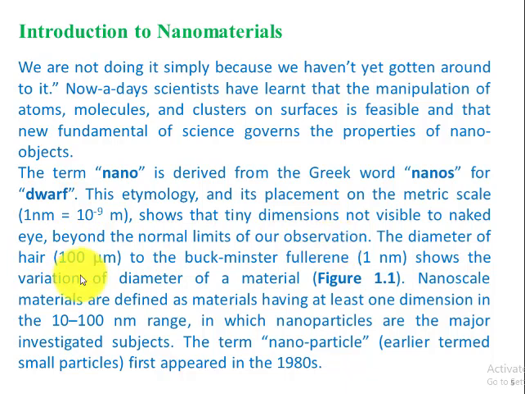It is well known that the diameter of hair is 100 micrometer. Compare this to the Buckminster fullerene, which is 1 nanometer in size, as shown on the next slide in figure 1.1. Nanomaterials are defined as materials having at least one dimension in the 10 to 100 nanometer range, in which nanoparticles are the major investigated subjects. The term nanoparticles first appeared in the 1980s.